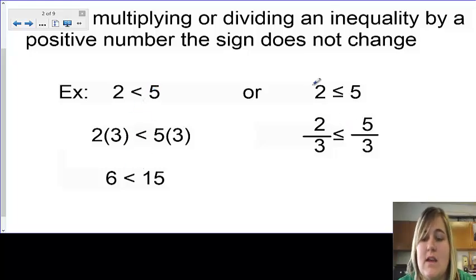If I divide by the same thing, I'm going to divide by 3 is what they're showing. So 2 is less than or equal to 5. 2/3 is still less than or equal to 5/3. Okay?